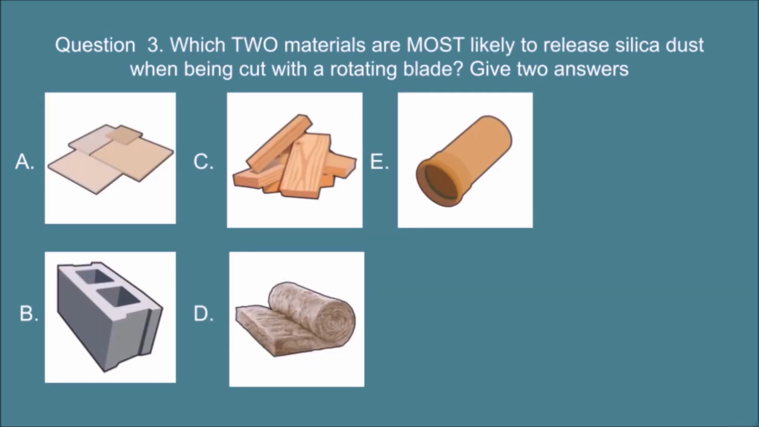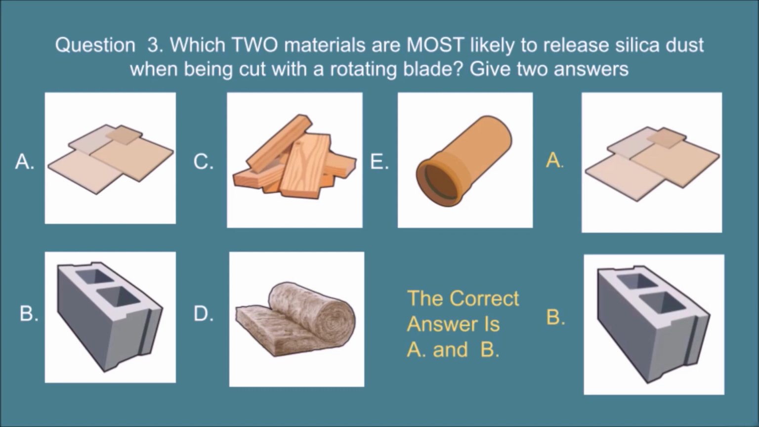Question 3. Which two materials are most likely to release silica dust when being cut with a rotating blade? Give two answers. A. B. C. D. E. The correct answer is A and B.